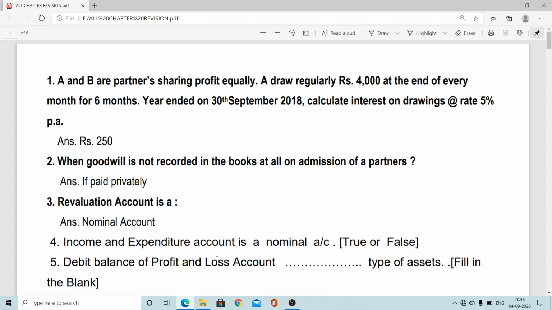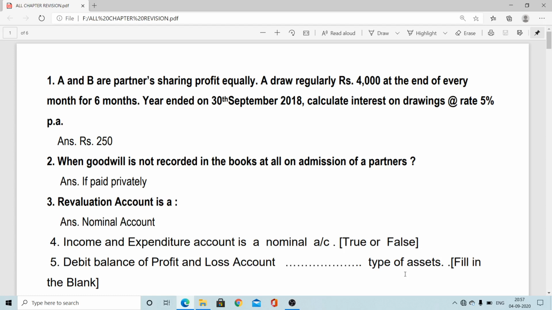So that is the true or false type of question. Now, the debit balance of profit and loss account is a dash type of asset. Debit balance means, we have done so many problems and seen so many balance sheets in case of partnership business, whether it is admission, retirement, death, or change in profit sharing ratio, and several times we have seen that profit and loss account is provided on the asset side of the balance sheet. That means debit balance.